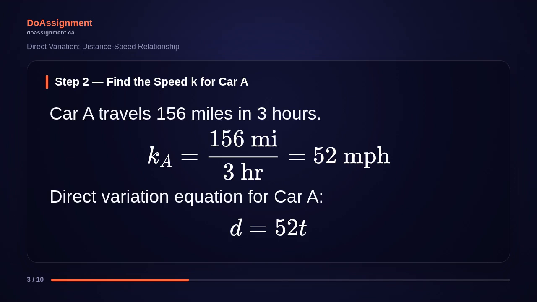Car A travels 156 miles in 3 hours. Dividing 156 by 3 gives 52 miles per hour. So Car A's direct variation equation is d equals 52t.